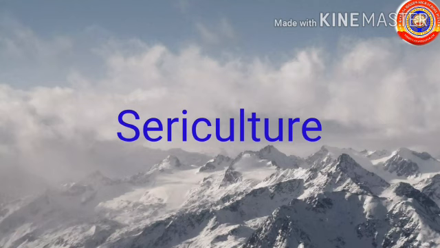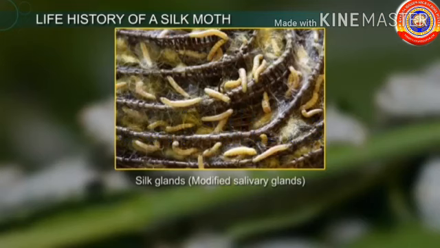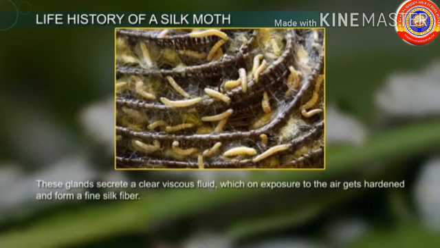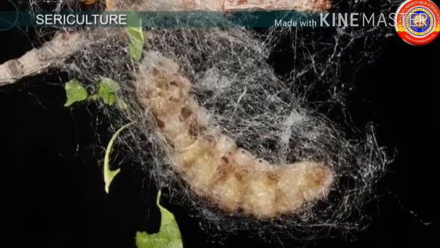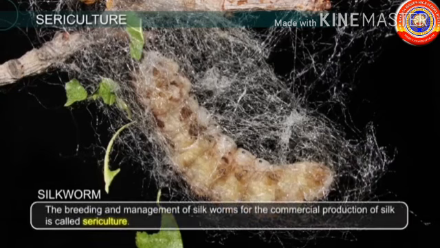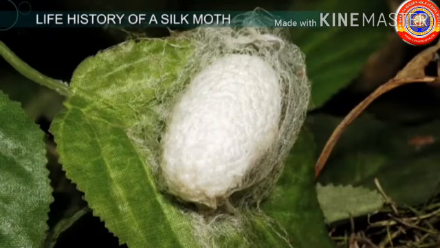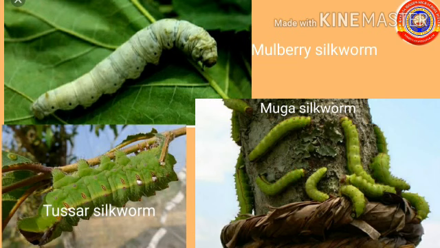Next is sericulture. Rearing silkworms for the production of natural silk is called sericulture. The silk is formed from the special glands of the larvae of the silk moth. Mulberry silkworm, tussar silkworm, muga silkworm, etc. are the major varieties.